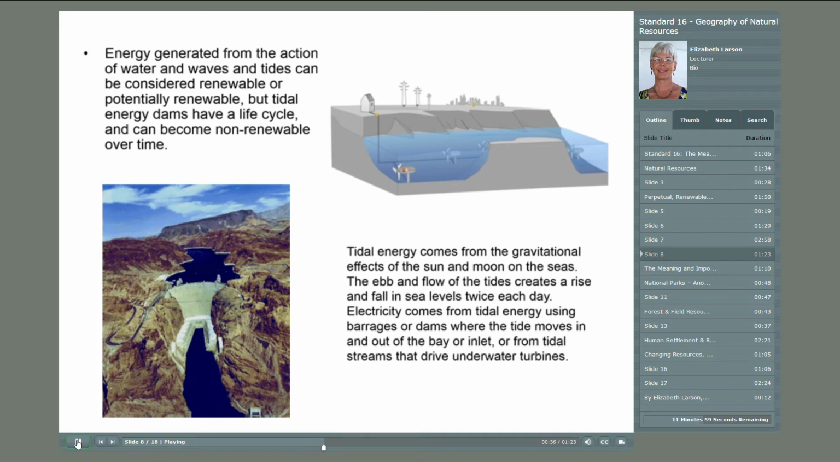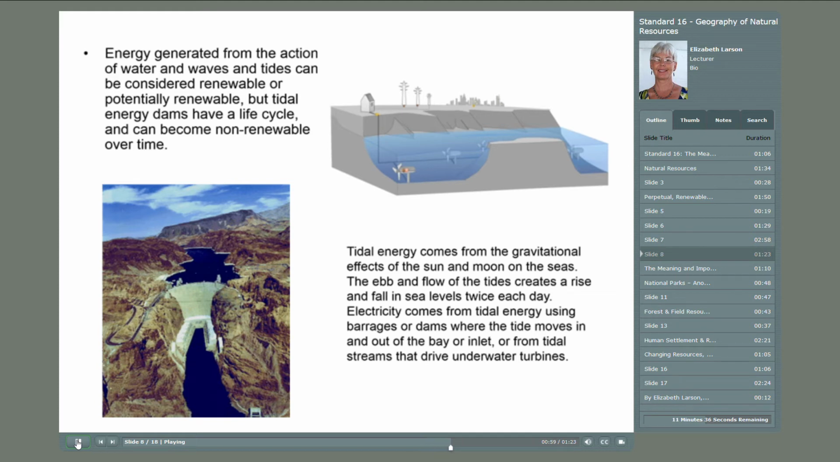Electricity comes from tidal energy using barrages or dams, where the tide moves in and out of the bay or inlet, or from tidal streams that drive underwater turbines. Hydroelectricity from dams comes from kinetic energy production when water passes through a dam and spins the turbines, which in turn produce energy.